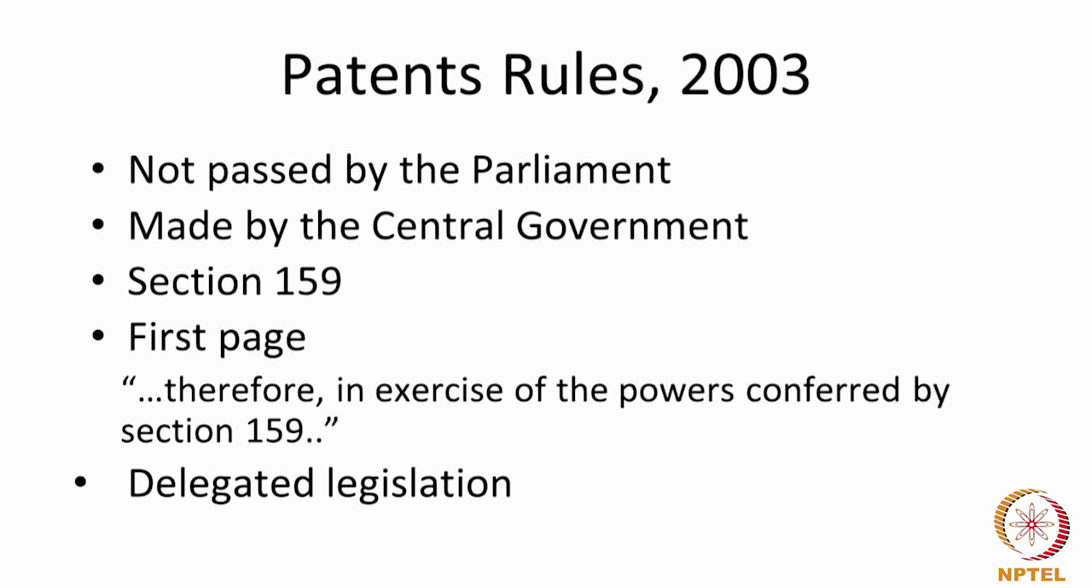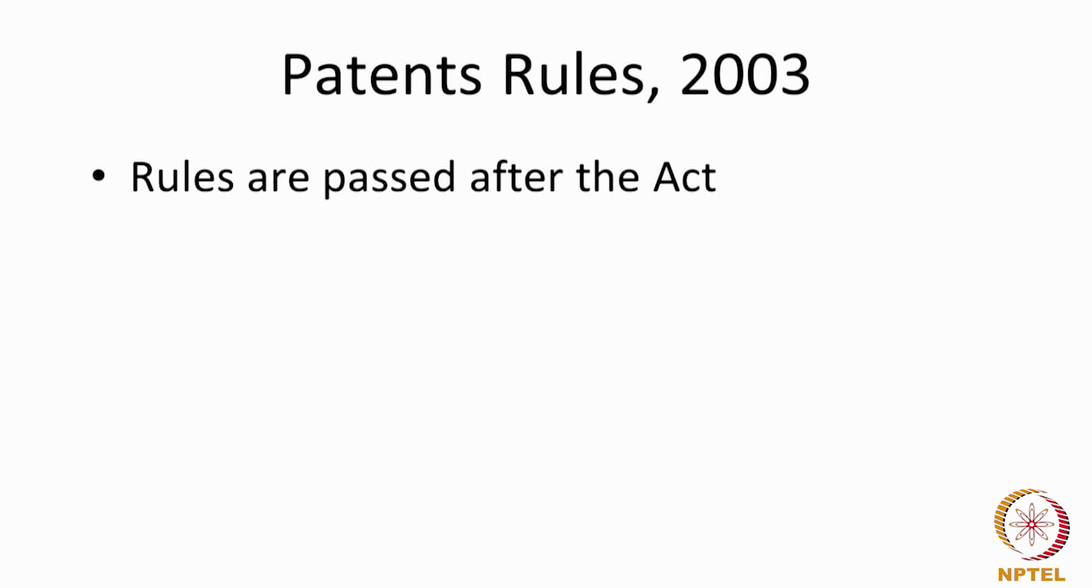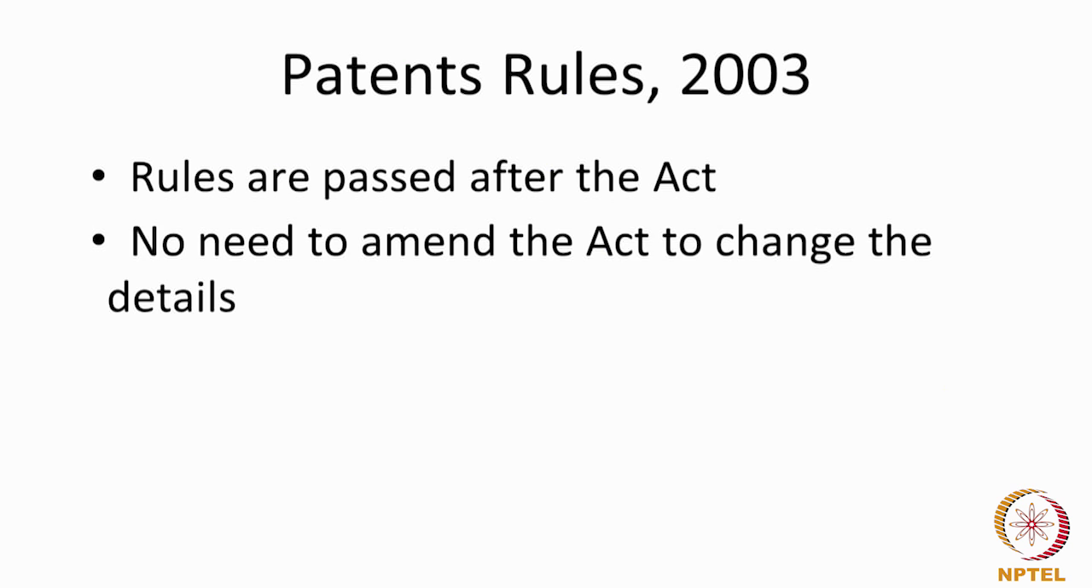In that sense, this is what we call delegated legislation. The rule making power is delegated to the central government. Because they are delegated, rules are passed after the Act is passed. For instance, when the Patent Act came into force for the first time, this was in the year 1970. The corresponding patent rules, the patent rules in 1972, came 2 years later on. But you could also have instances where the Patent Act and the rules come simultaneously, but the rules can never precede the Act. The reason why the rules contain the detail is that there is no need to amend the Act to change the details.